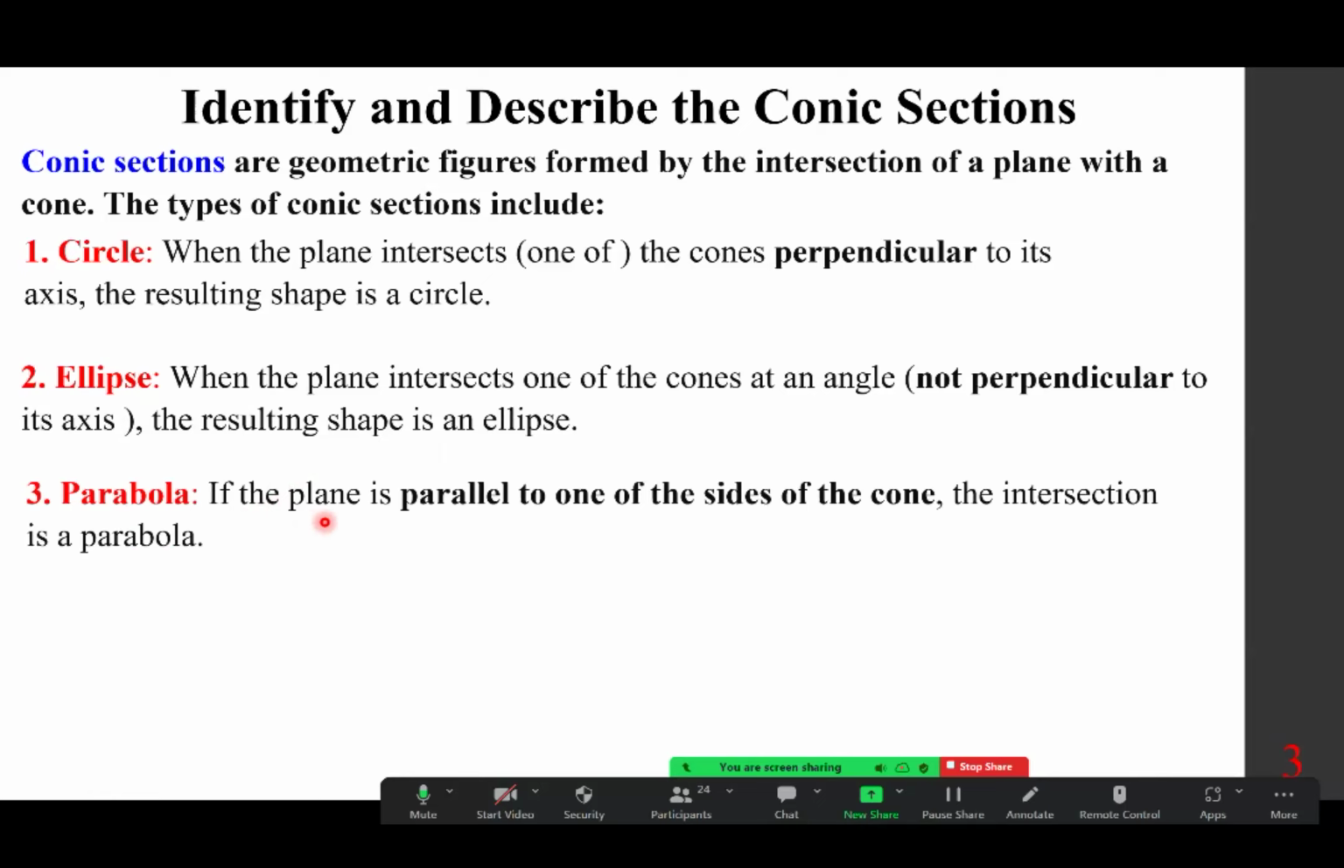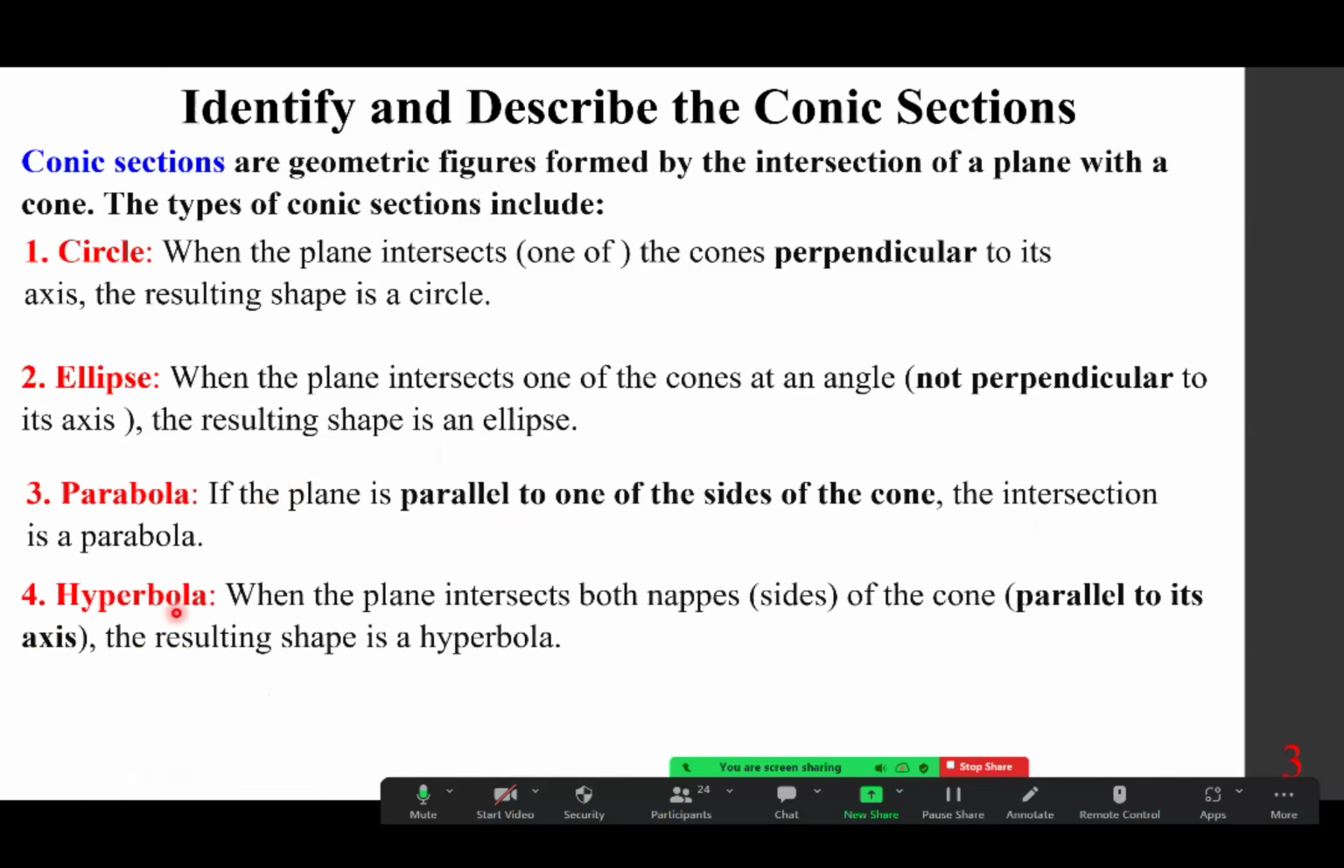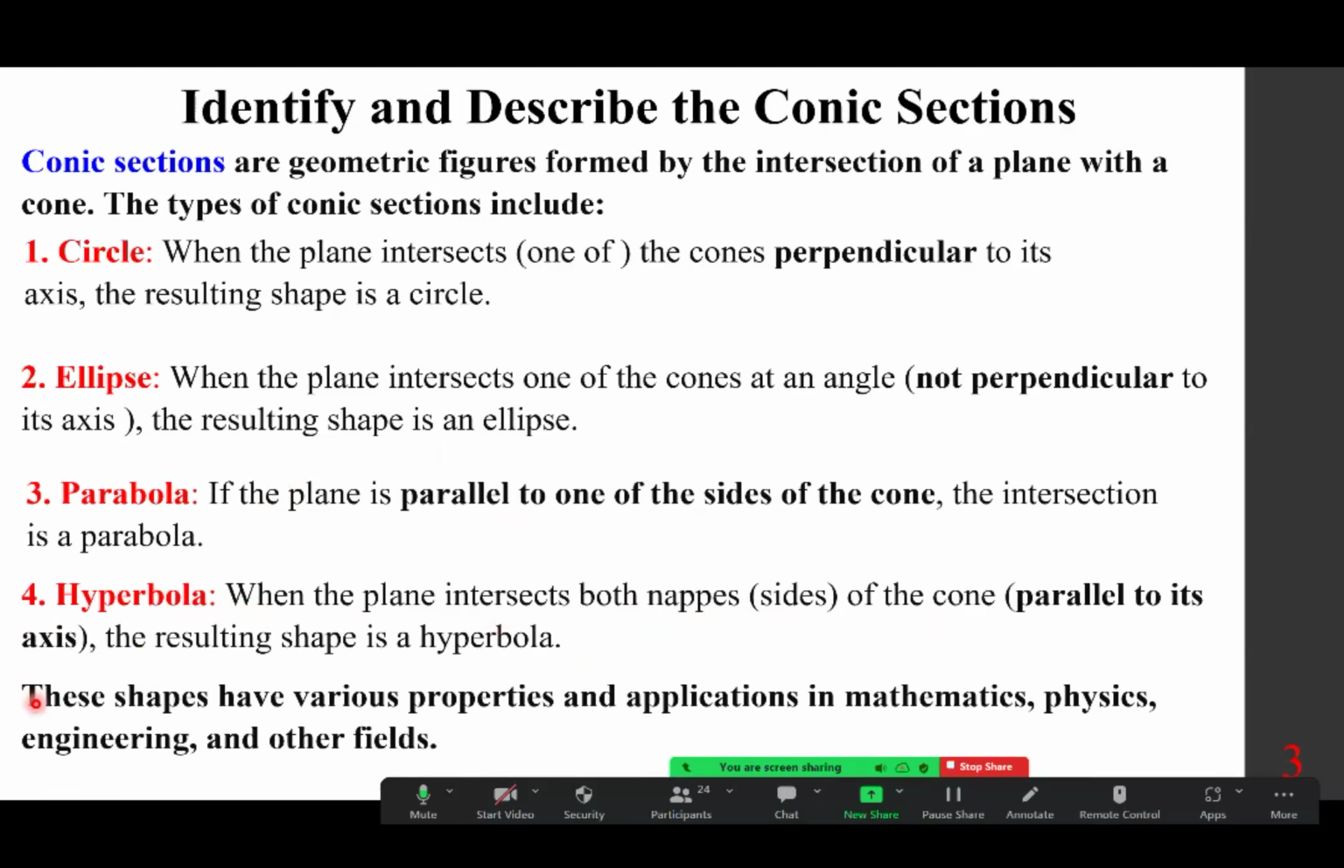Parabola. If the plane is parallel to one of the sides of the cone, the intersection is a parabola. Hyperbola. When the plane intersects both nappes or sides of the cone parallel to its axis, the resulting shape is a hyperbola. These shapes have various properties and applications in mathematics, physics, engineering, and other fields.